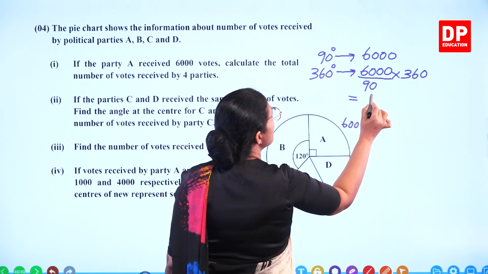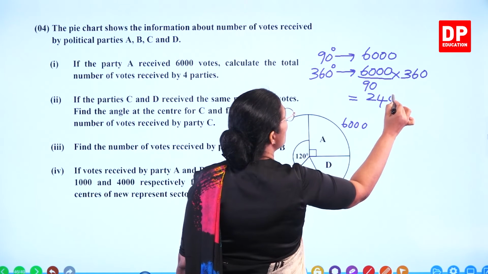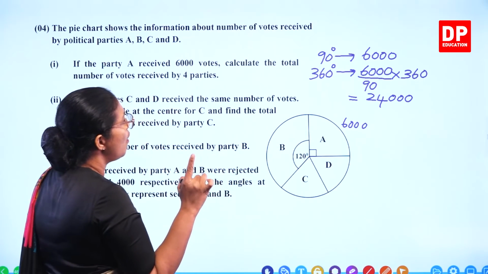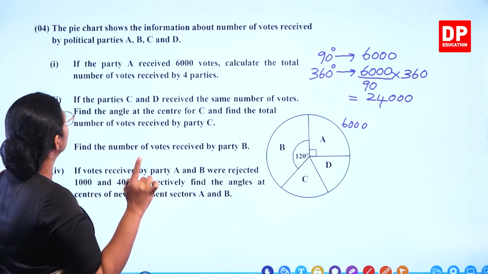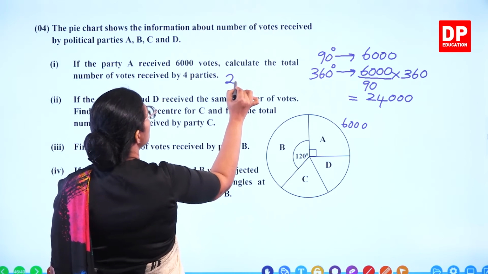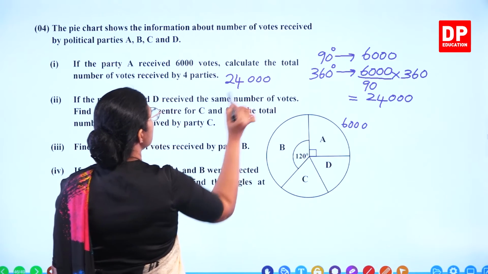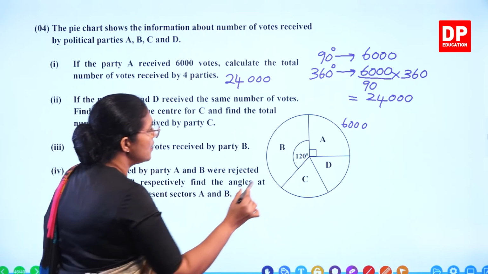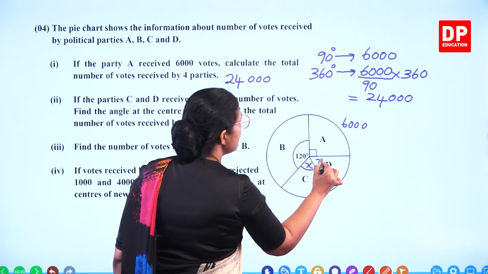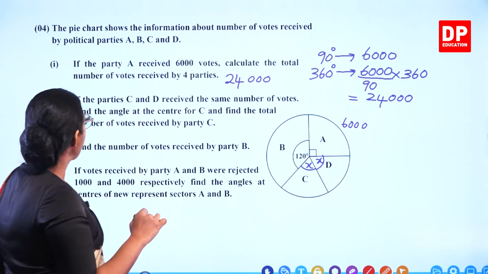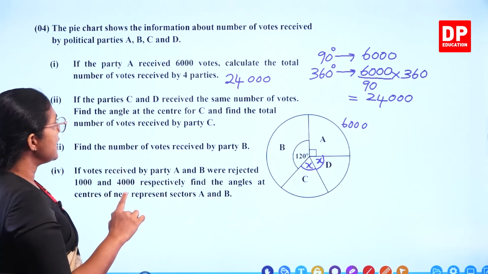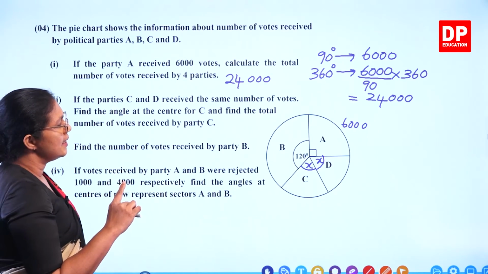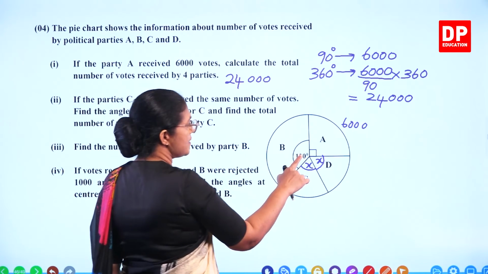So you get 24,000 votes altogether. So 24,000 votes is the answer. If the parties C and D receive the same number, so this angle and this angle are the same, we'll put X. Find the angle at the center for C and find the total number of votes received by party C. So the total is 360.